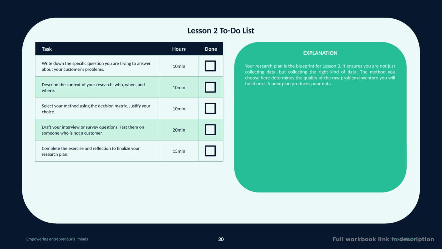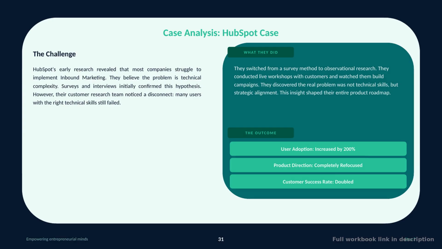Your research plan is the blueprint for Lesson 3. It ensures you are not just collecting data, but collecting the right kind of data. Let's look at a case from HubSpot. HubSpot's early research revealed that most companies struggle to implement inbound marketing. They believed the problem was technical complexity.